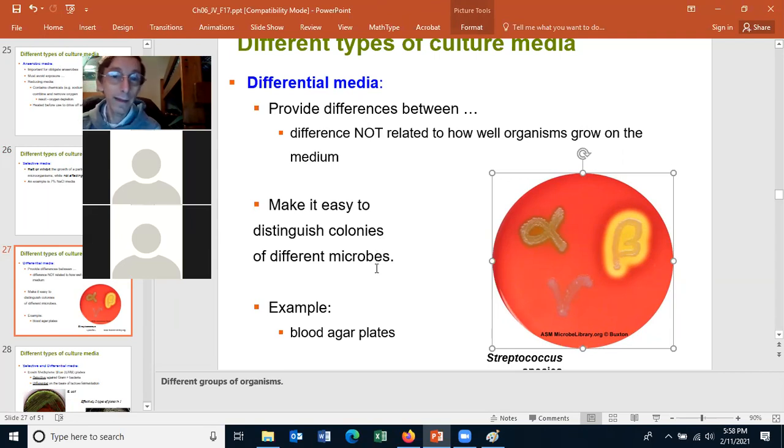Let me state that blood agar is more than just differential. It's also an enriched media. So a general purpose media that's enriched with red blood cells so that we can grow fastidious organisms on it, like Streptococcus pyogenes. Any question about any of that?